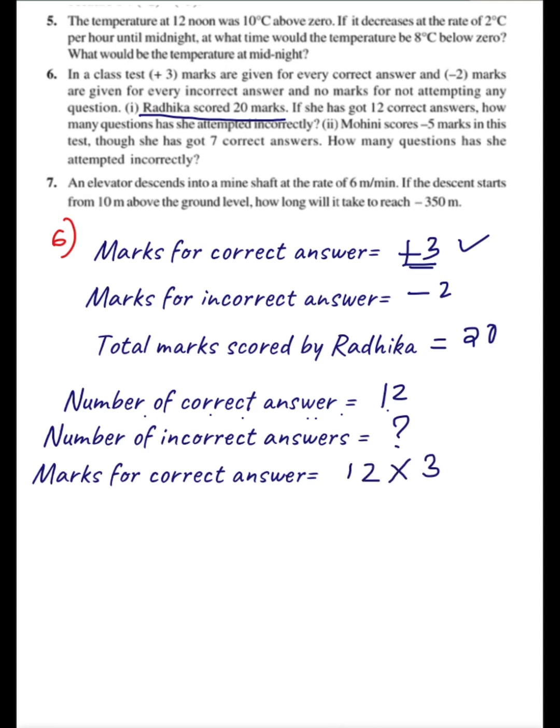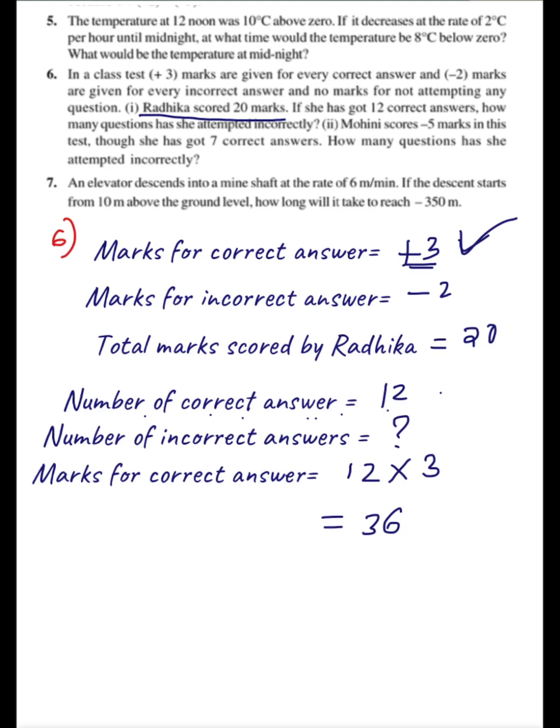Okay, why 3? Because plus 3 is the marks for a correct answer. For each correct answer you will get plus 3, and Radhika has got 12 questions correct. So she will get 12 into 3, which is equal to 36. 36 marks she will get as marks for correct answers.